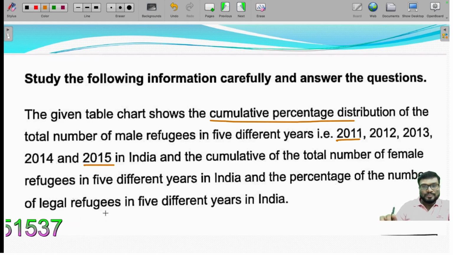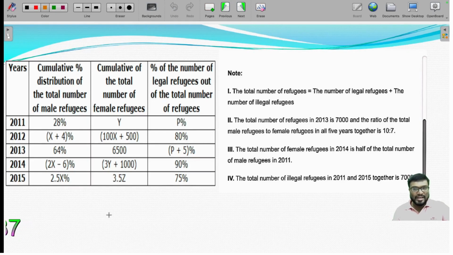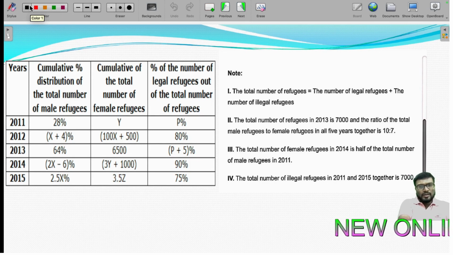So, what is the meaning of cumulative data interpretation? Nowadays, you have this kind of DI in mains. How to do it? I will give you 1 minute. You just read this data. Then I am going to discuss this data interpretation.